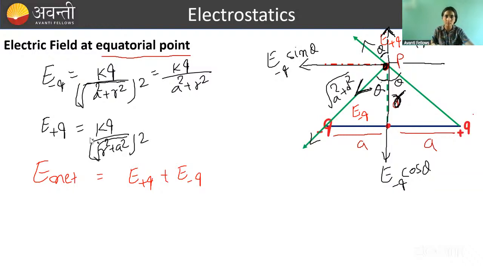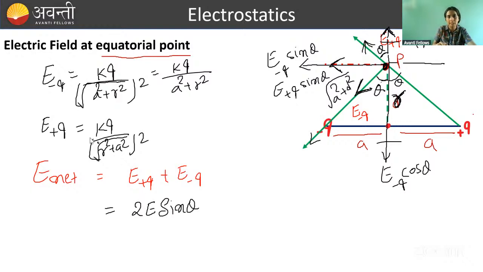And then in this horizontal direction, how much? E plus Q sin theta. अगर आप ध्यान से देखो तो cos theta वाले components will get cancelled. So E net will be equal to how much? It will be equal to 2E sin theta. ठीक है, E मैंने किसको लिया है? E plus Q is equal to E minus Q is equal to E magnitude wise.